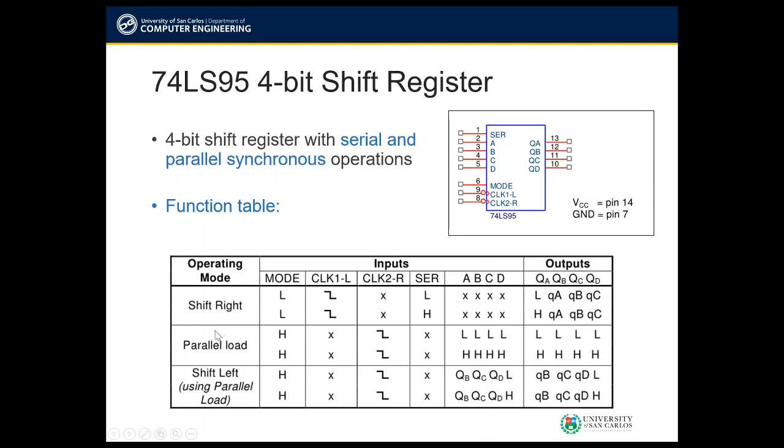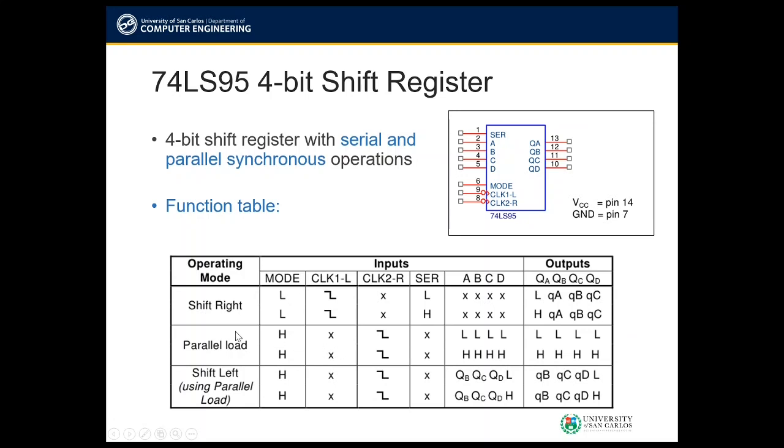For parallel load input, we need the mode to be high. And since we are connecting both clock inputs to the same clock source, then it won't matter at this point. Serial input is don't care because we are using the parallel load inputs A, B, C, and D to load our data in parallel mode into the shift register.